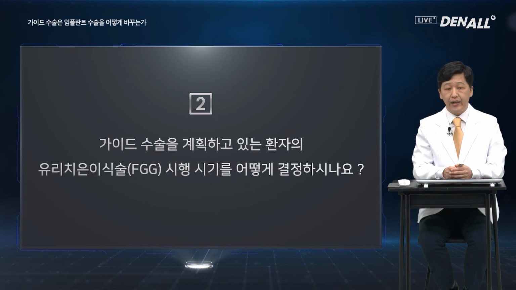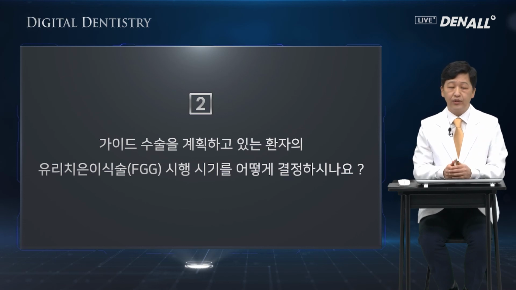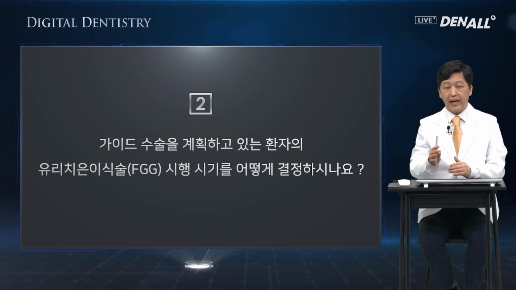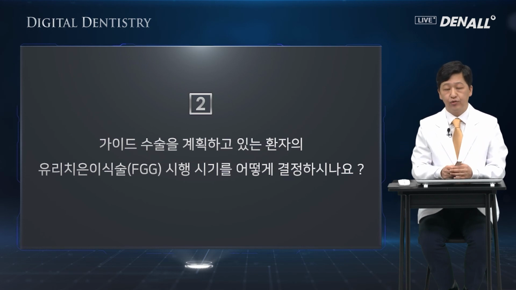Second question, when do you perform free gingival graft for a patient who is going to have guided surgery? If the bone condition is very good, bone height and bone width are good, you can do free gingival graft as you place the implant, and that would be the best protocol. However, if the bone condition underneath is very narrow or poor, rather than doing it together, I believe you need to make keratinized tissue with free gingival graft first and then do guided surgery. Or you can do soft tissue graft and then do guided surgery.